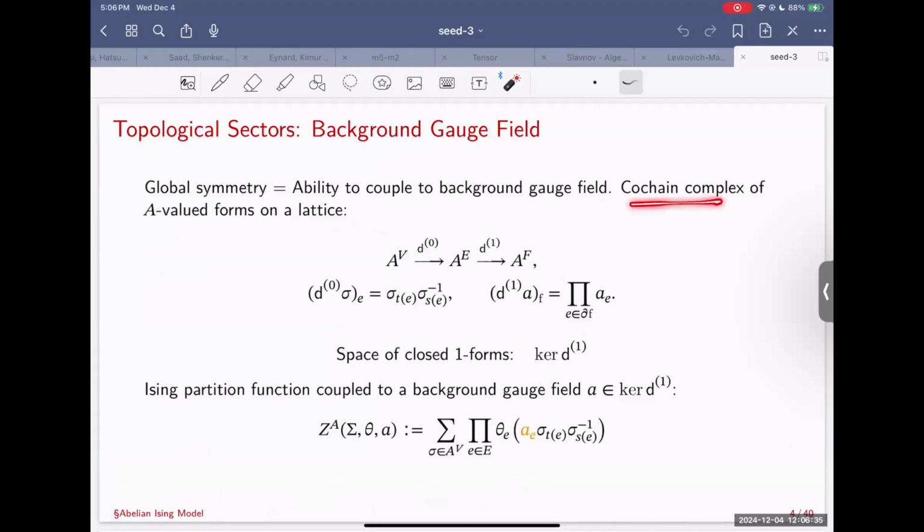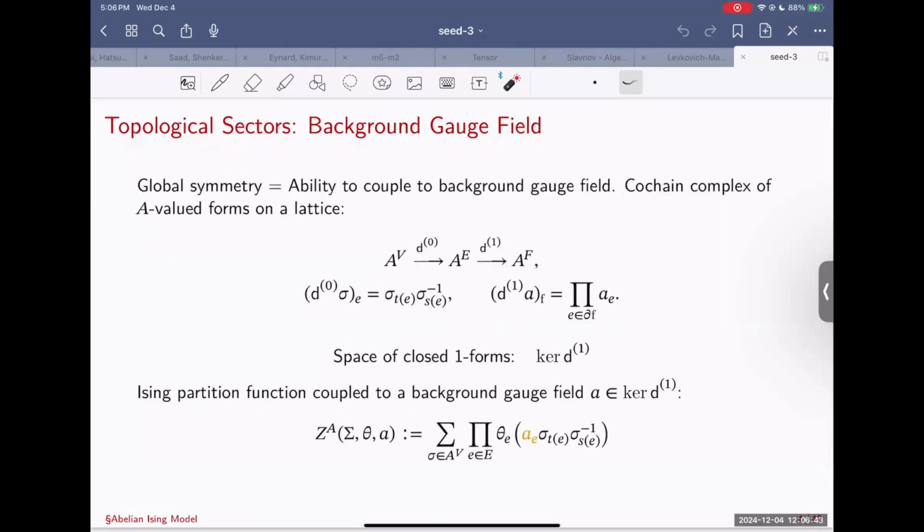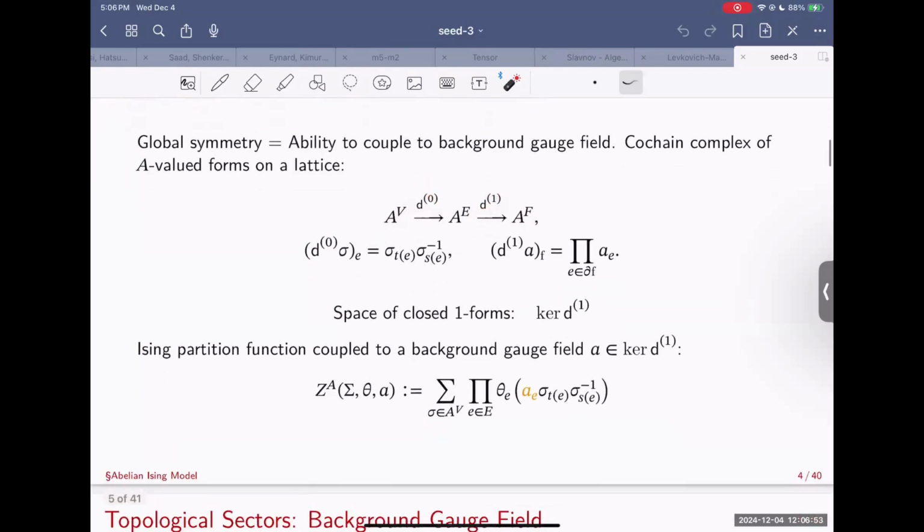Let me introduce the quotient complex of forms on my lattice. My lattice is two-dimensional, so I can introduce 0, 1, and 2 forms. They are basically just A-valued functions on the vertices, the edges, or the faces. And I can define some differential between these functions. For example, if sigma is a 0 form, then d0 sigma is a 1 form.